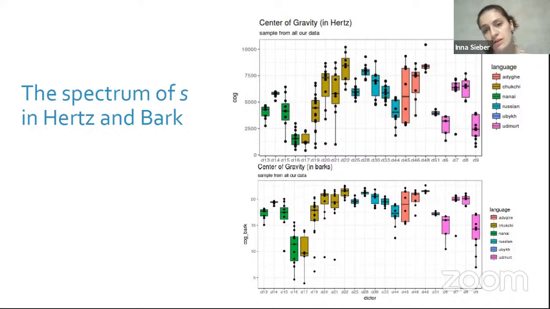In the picture on the top of this slide, you can see that in some languages, spectral characteristics of S can vary in a wide range. So you can see this very long pink box plot, and you can see that in Russian, different speakers are characterized. Different speakers pronounce this S sound differently, and box plots sometimes just don't overlap. And this top picture is in hertz, and the picture at the bottom is in the Bark scale.